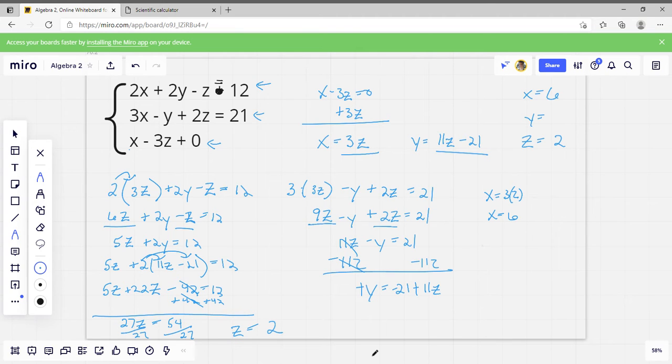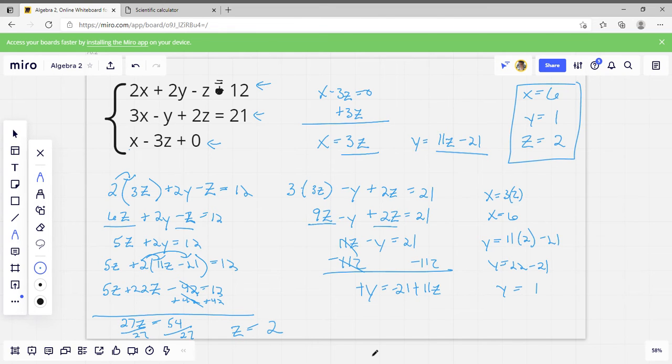Okay, and then for y, y equals 11z, which is 2, minus 21. Y equals 22 minus 21. Y is going to equal 1.